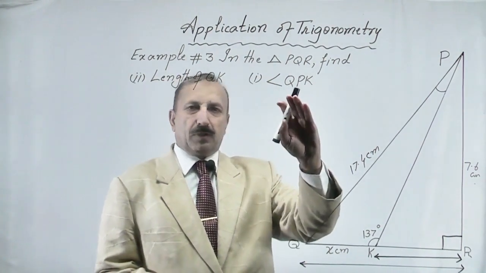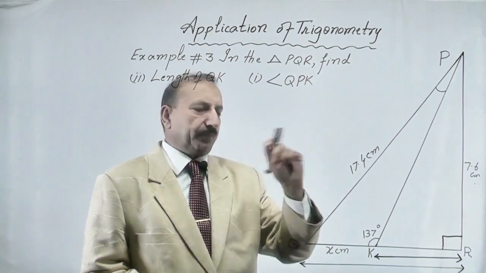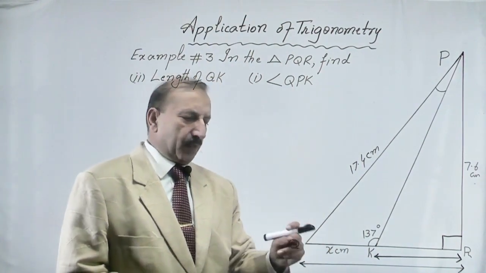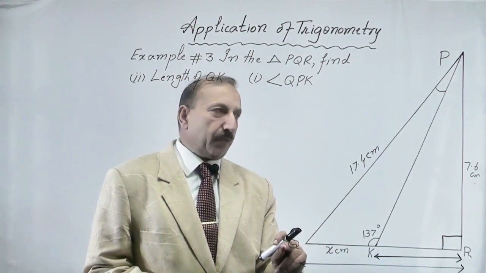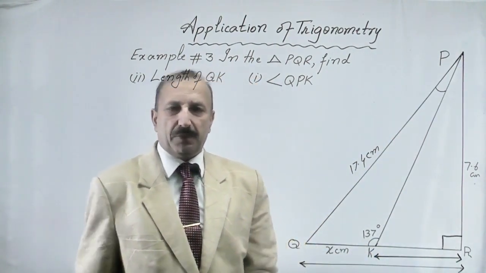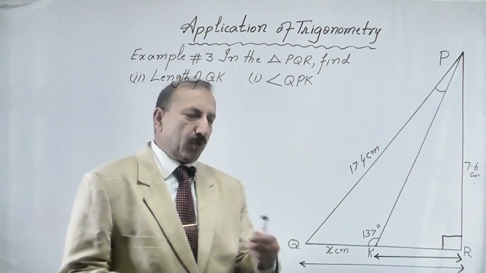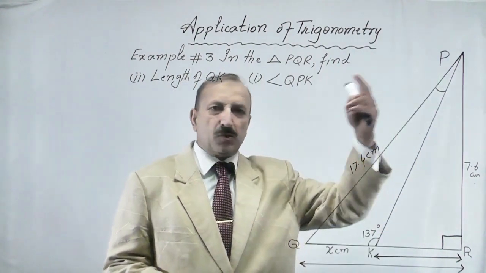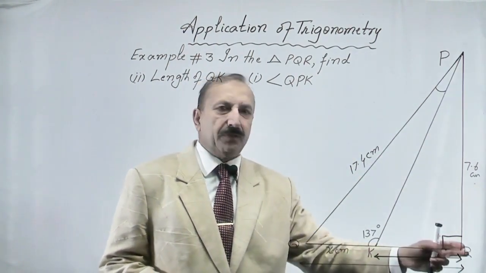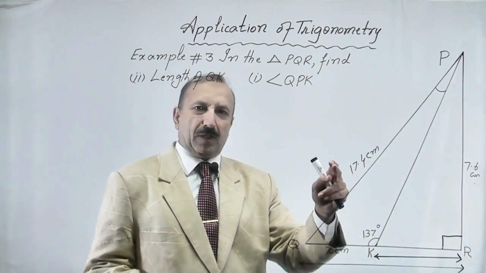First of all, we will work for QPK angle. This is QPK. For this purpose, we are supposed to find QPR first, and that will help us to find this angle. So first of all, let's focus on the larger right angle triangle PQR, in which we have been given this one side and this side as well.